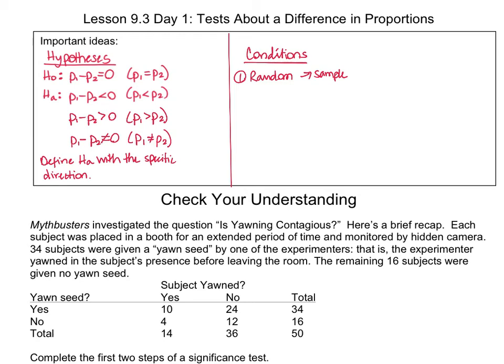The reason that we want randomness in this kind of case is because we want to be able to generalize to the population. Whatever our conclusion is, we want to be able to make that conclusion about the whole population. The other way that we can have randomness is a randomized experiment, which means that we've got random assignment. The reason that we want that kind of randomness is because we want to be able to establish causation.